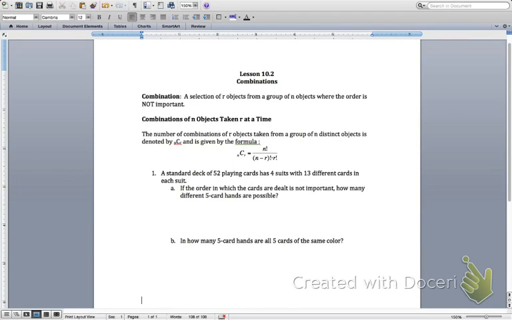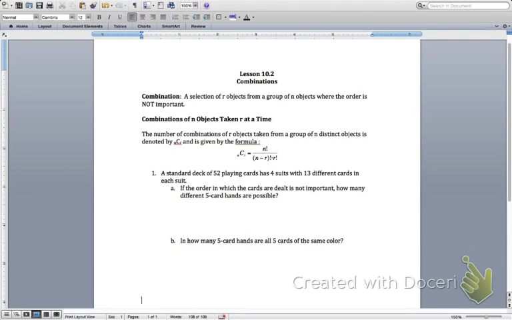Lesson 10.2, Combinations. In Lesson 10.1, we talked about permutations when we were ordering objects. In Lesson 10.2, we're going to talk about combinations. A combination is a selection of R objects from a group of N objects where the order is not important. In other words, we're going to look at some examples here with playing cards.